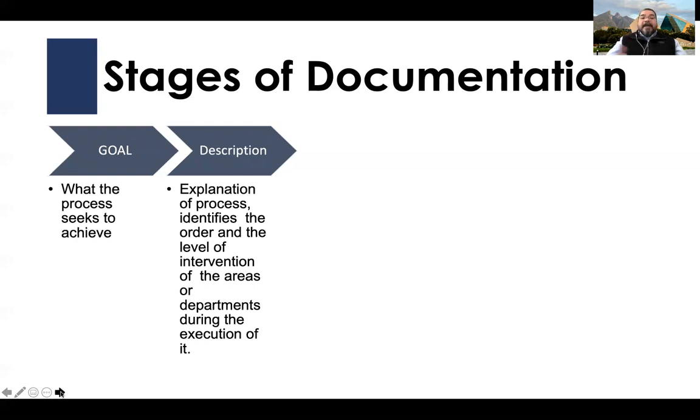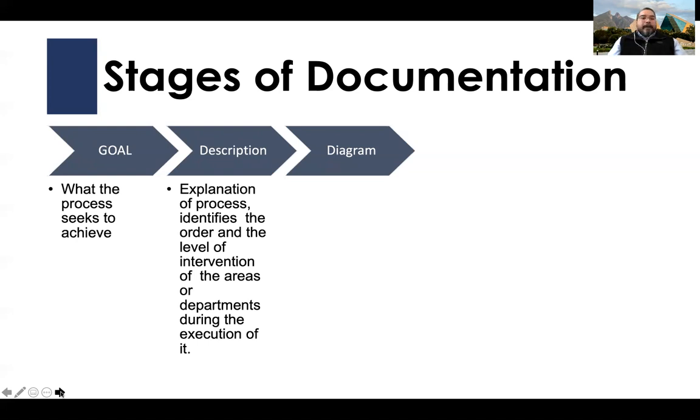Then we need to describe the process. This is an explanation of it, where we identify the order and the level of intervention of the areas or departments during the execution of it. Who participates in the process and at what level do they participate? Are they responsible or just actors of the process?